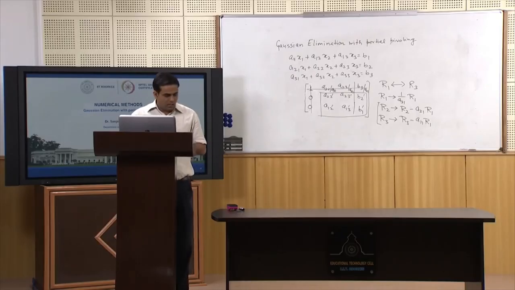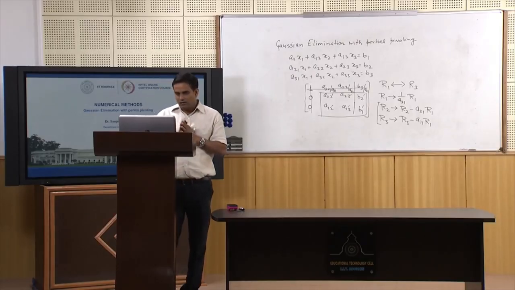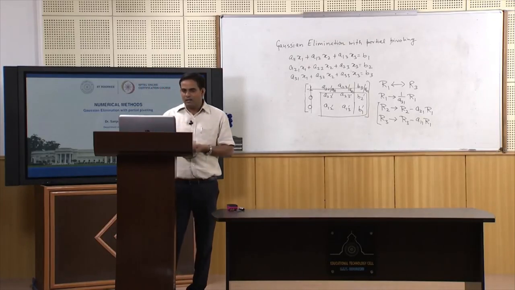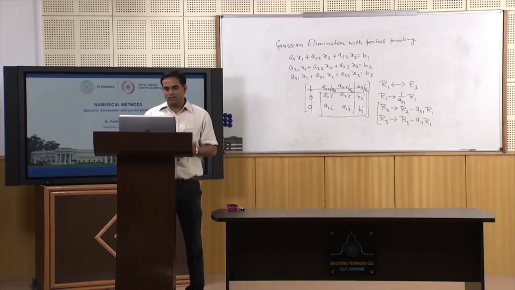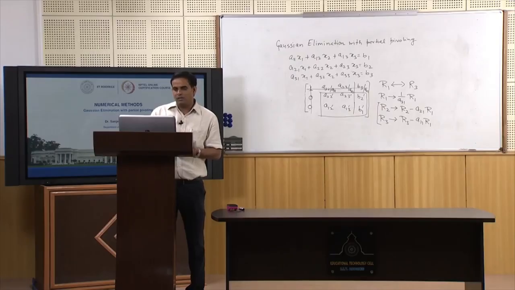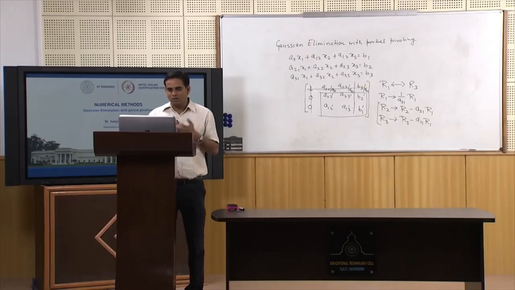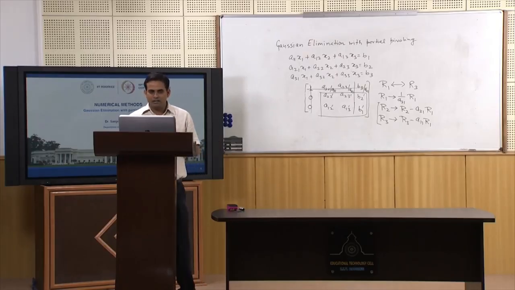So, I will explain such an ill-conditioned system with the help of an example. After that, I will define the matrix norm and I will relate the matrix norm with the conditions when the system becomes ill-conditioned, that is, how to measure whether the system is ill-conditioned or not.